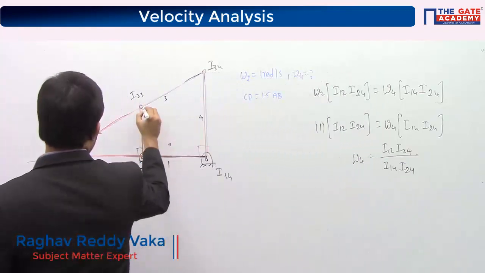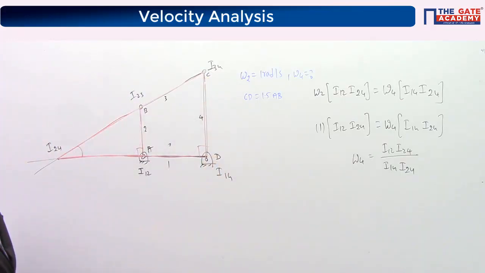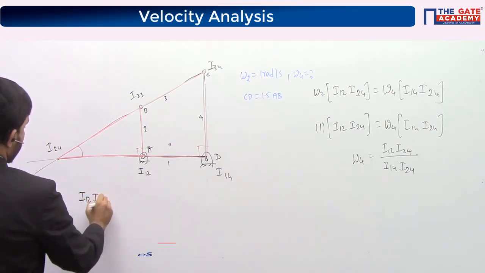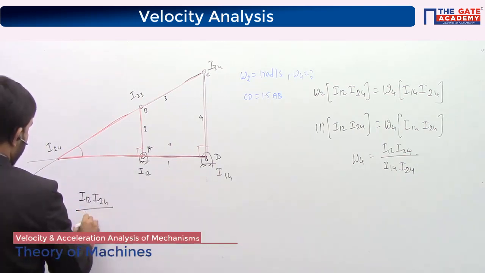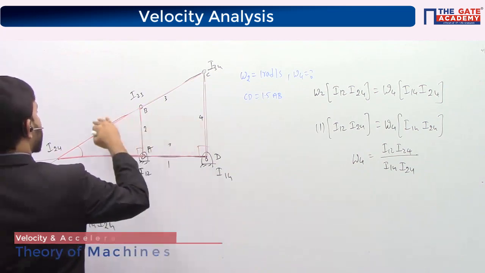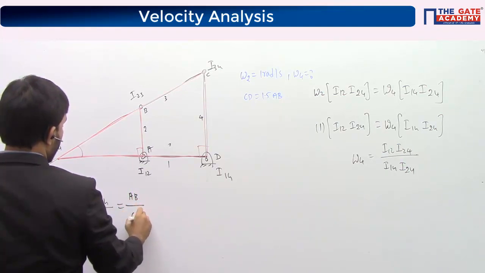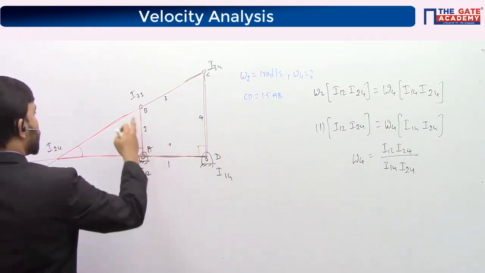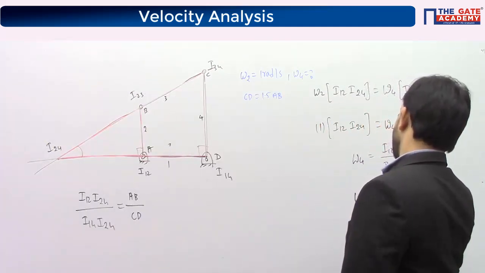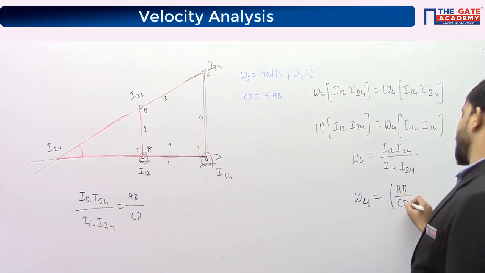So this is AB, this is CD. I12 to I24 is the base of the smaller triangle, and for the bigger one, the base is I14 to I24. The ratio of bases should be same as the ratio of corresponding heights and the ratio of corresponding hypotenuses. The ratio of corresponding heights is, for the smaller triangle it's AB, for the larger one it's CD. This is equal to the ratio of corresponding hypotenuses, but that's not required. I'm writing like this: omega 4 is I12-I24 divided by I14-I24. This is AB by CD.